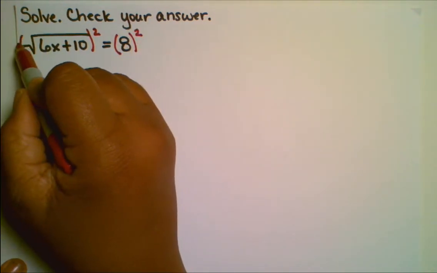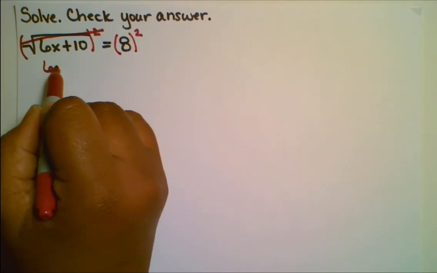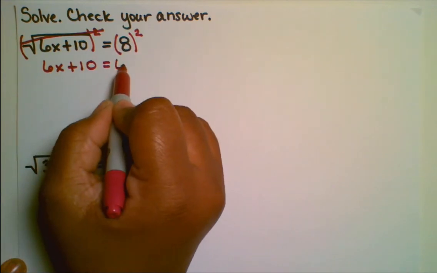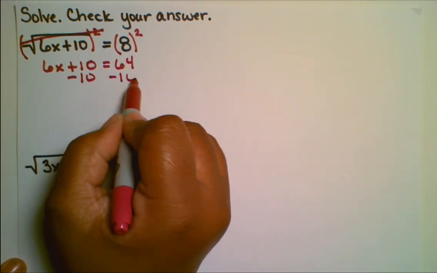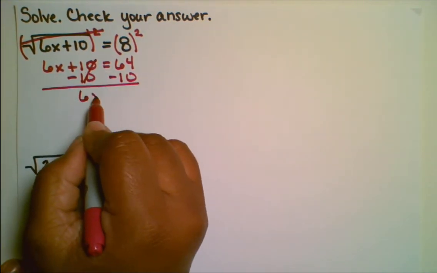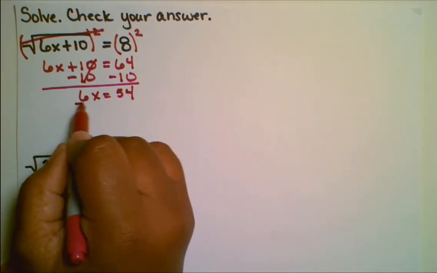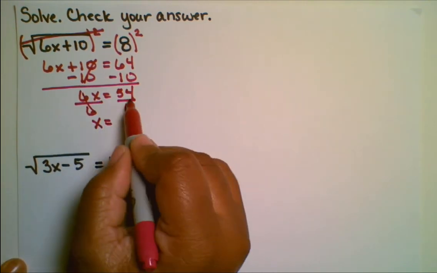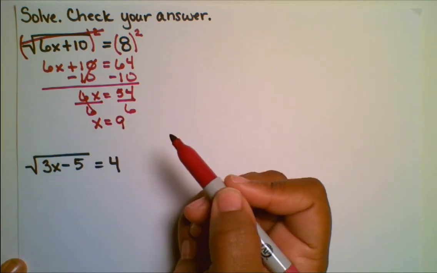So on the left hand side, the square root and the exponent of 2 cancel out, and we're left with 6x plus 10 is equal to 8 squared, which is 64. Subtract 10 from both sides now because we're going to solve for x. And we have 6x is equal to 54. Then we divide by 6. And we have x is equal to 54 divided by 6, which gives us 9.